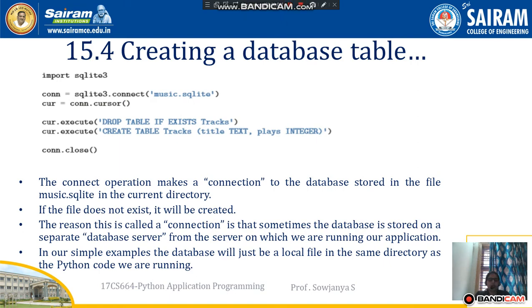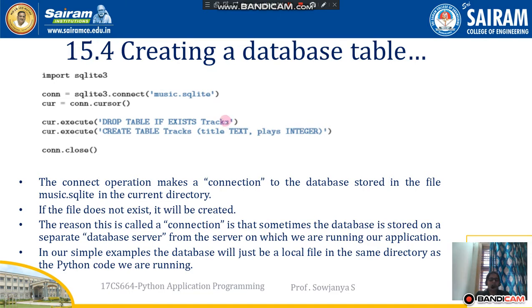Hey guys, in the previous video we were discussing how to create the database file. This is the procedure for creating the database file, and I was discussing that if the table named tracks does not exist in the database music.sqlite, then it will be created. The reason this is called a connection is that sometimes the database is stored on a separate database server from the one on which the application is running. That is the reason why the table will be created if it doesn't exist.